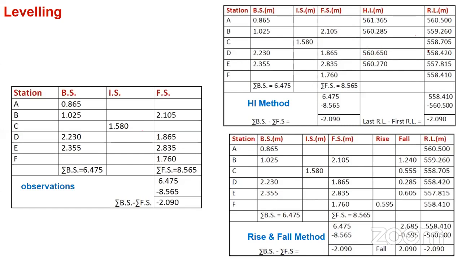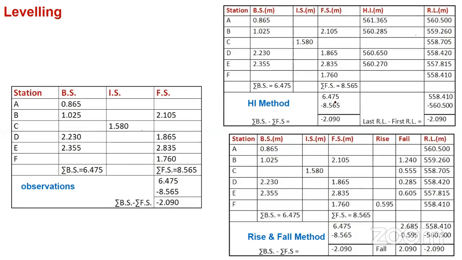So I have to add this RL, 558.420 plus 2.230. Then again I get the new height of the instrument here. Again, from the new height of the instrument minus your foresight, I am going to get this new RL. RL means relative elevation of the new points. Like this, you are going to continue your survey.